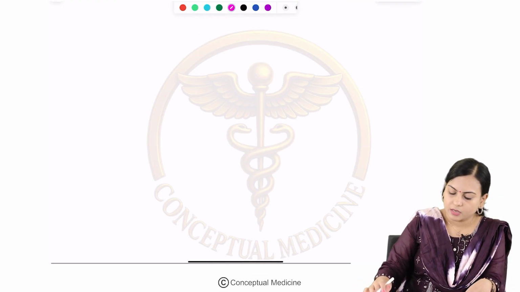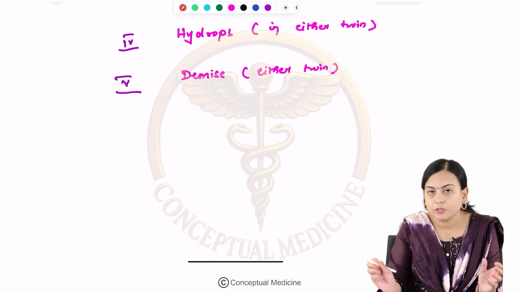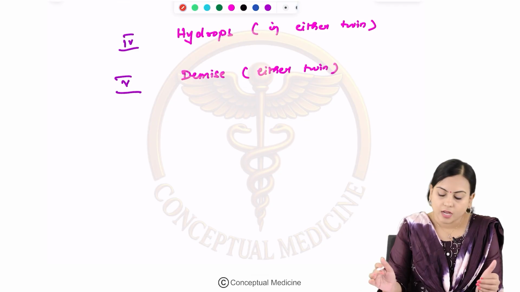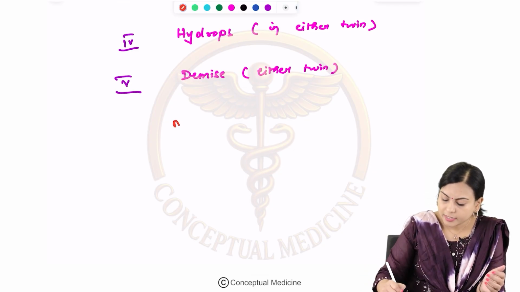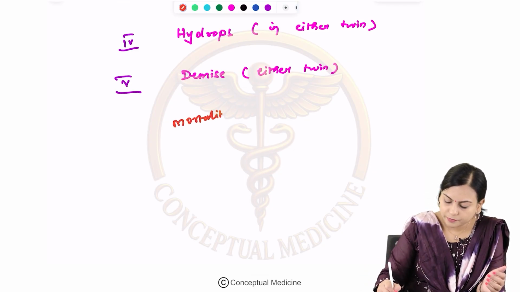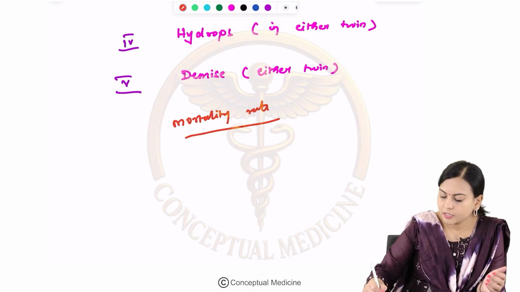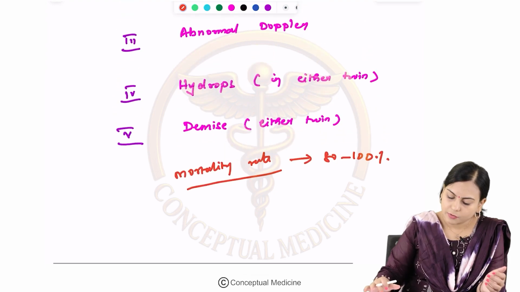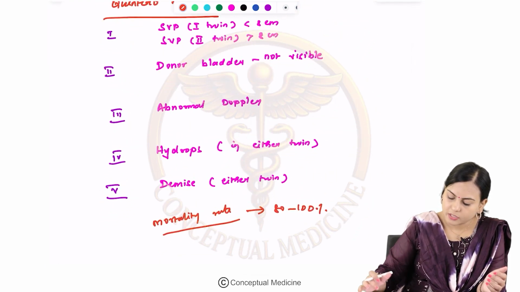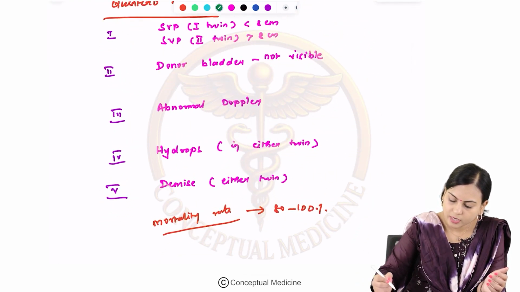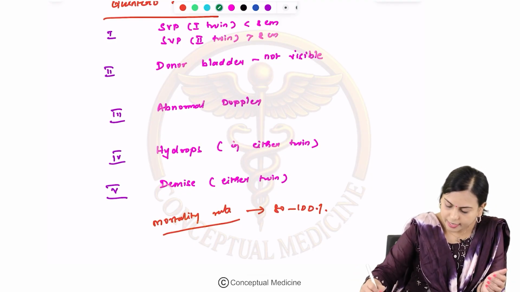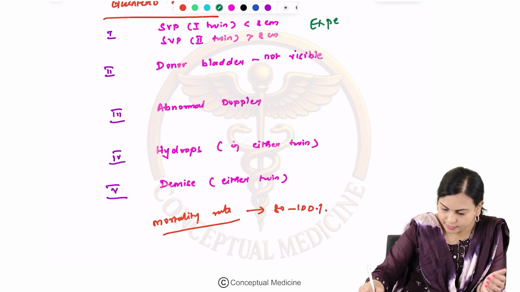Clear? Now, if we speak about the management of TTTS syndrome, if left untreated, the mortality rate will be around 80 to 100%. So, suppose if you discover this complication in stage 1, you are going to do an expectant management mostly.